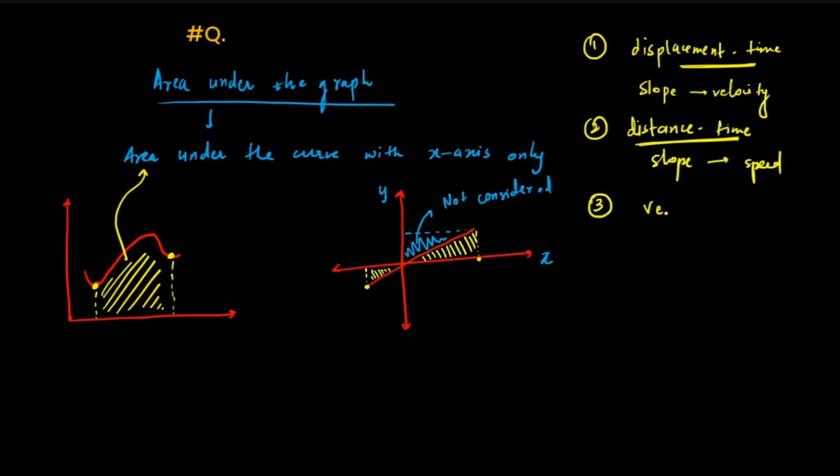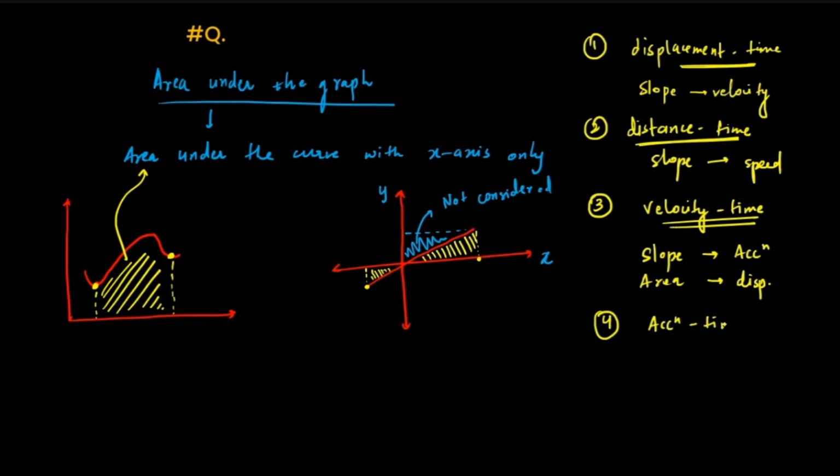Then we have the velocity time graph. The velocity time graph will give us two things. First, we'll talk about the slope of the velocity time graph, then the area of the velocity time graph. The slope of the velocity time graph will give us acceleration, whereas the area of the velocity time graph will give us displacement. This is the most important type of graph that might be in your school exam. Last but not least, the acceleration time graph. These are the four types of graphs that we need to study in order to answer any question here in motion.